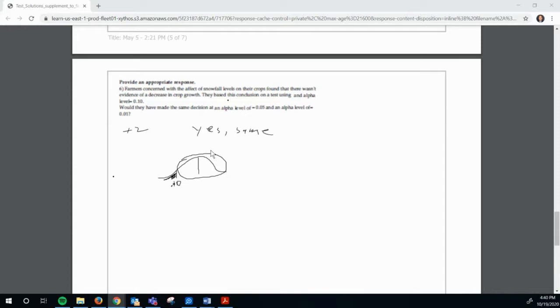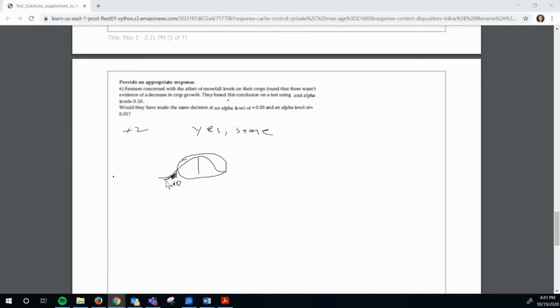Farmers concerned with the effect of snowfall levels on their crops found that there wasn't evidence of a decrease in crop growth. There was not evidence of a decrease. That screams to me they did not have enough evidence to reject the null hypothesis, right? So their test statistic and their result was somewhere in this area over here. The alpha level is 0.1. That means the only way they would have statistically significant evidence is if they got a test statistic down in here, below this 0.1 threshold.